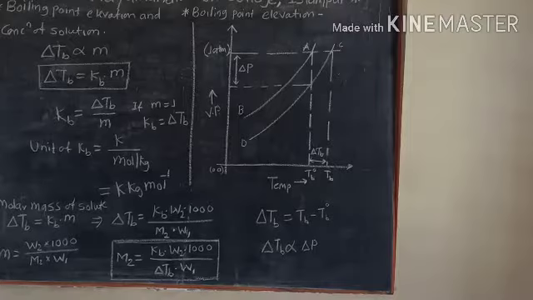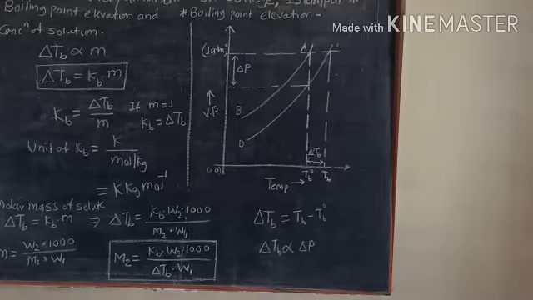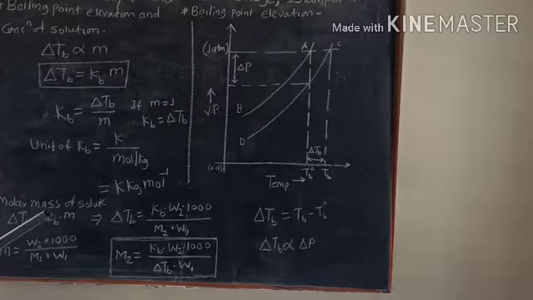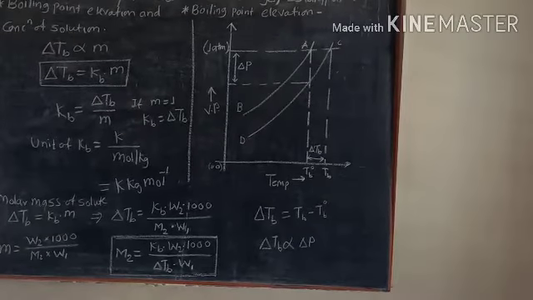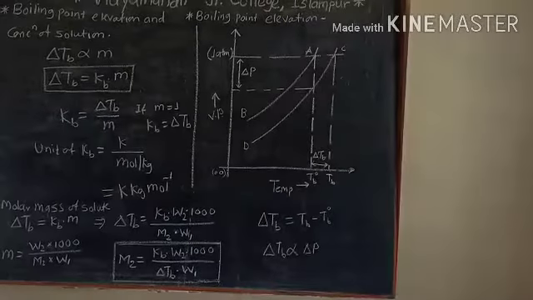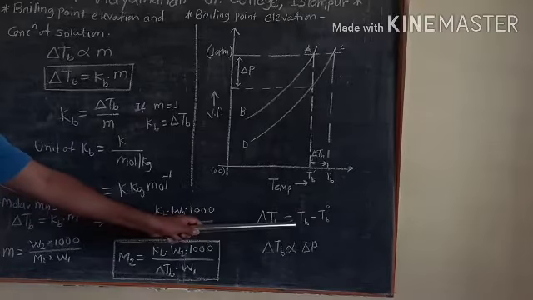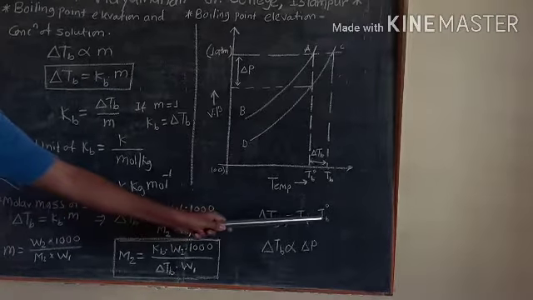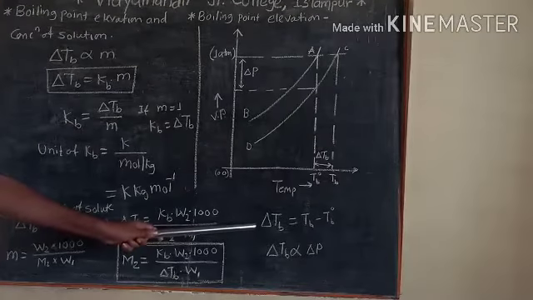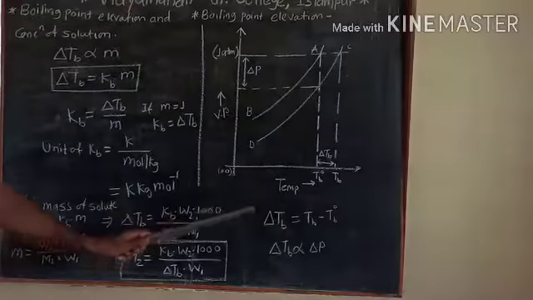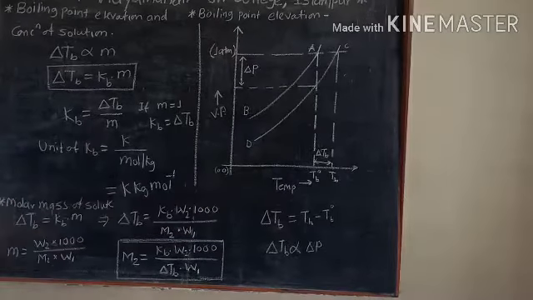First, boiling point means the temperature at which the vapor pressure of a liquid becomes equal to atmospheric pressure at a given constant pressure. Then elevation of boiling point means the difference between the boiling point of the solution and that of the pure solvent. It can be denoted by delta TB. Delta means difference, TB means boiling point.